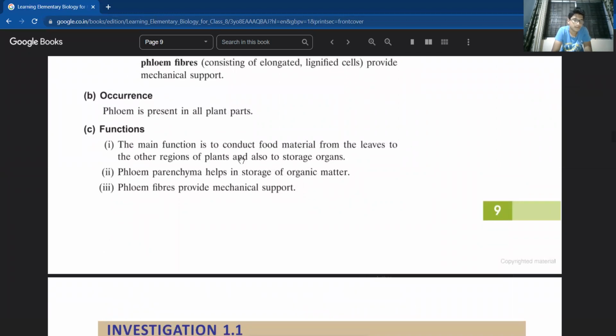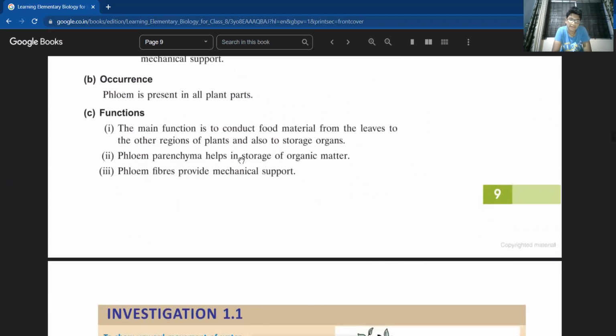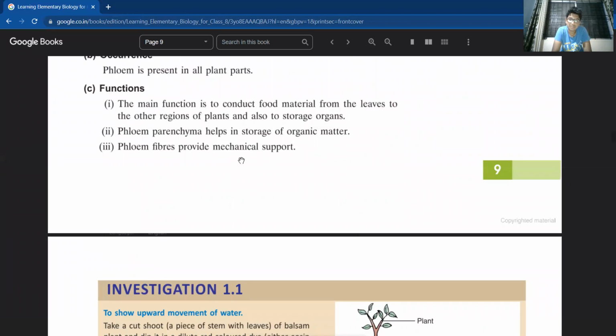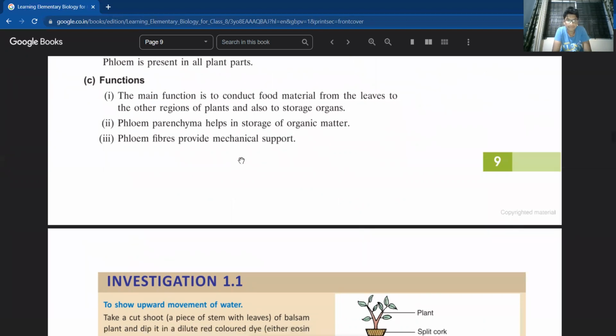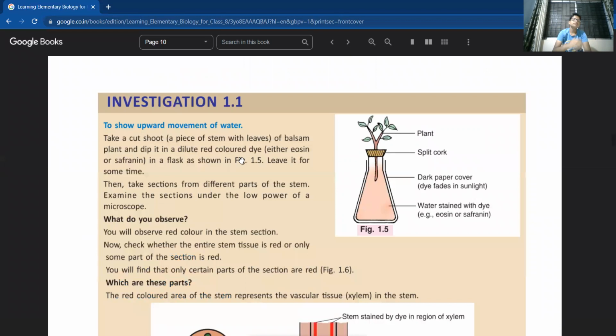Occurrence. Phloem is present in all plant parts, and the main function is to conduct food materials from the leaves to other regions of the plant and also storage organs. Phloem parenchyma helps in storage of organic matter, and phloem fibers provide mechanical support.